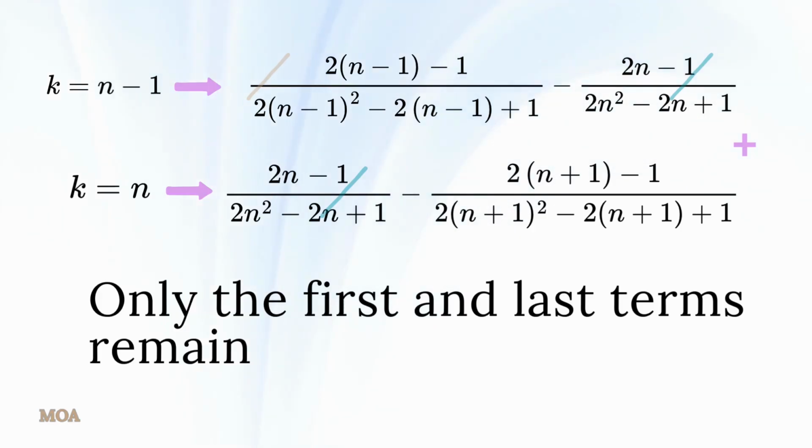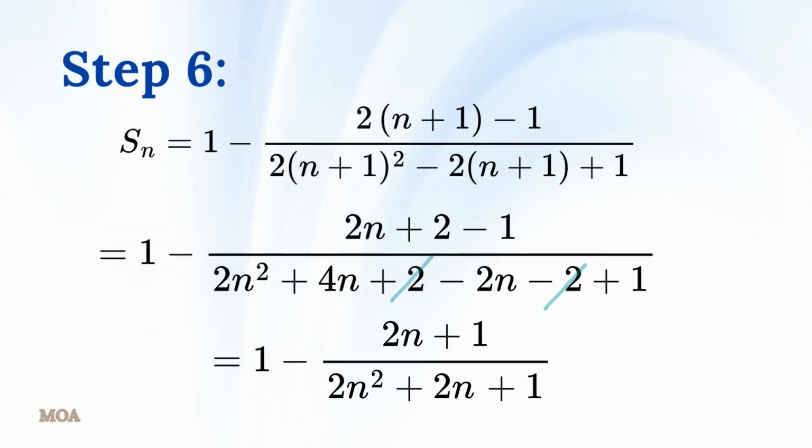Now, by summing term by term, all terms cancel, and only the first and last terms remain. Namely, the sum s sub n becomes 1 minus the quantity 2 times the quantity n plus 1 minus 1 over 2 times the quantity n plus 1 squared minus 2 times the quantity n plus 1 plus 1, which equals 1 minus the quantity 2n plus 1 over 2n squared plus 2n plus 1.